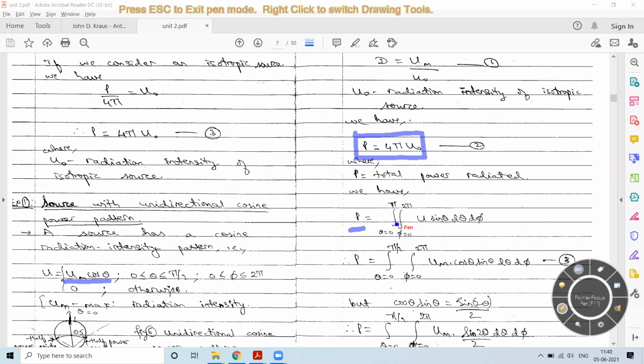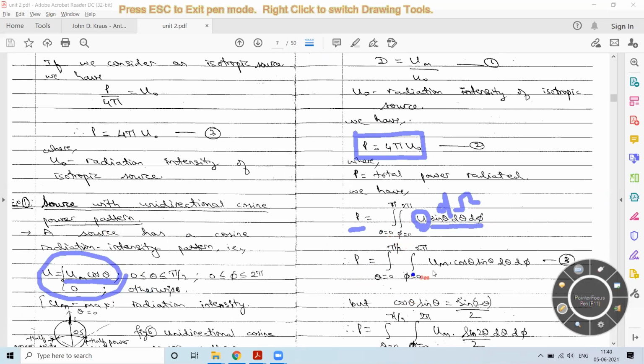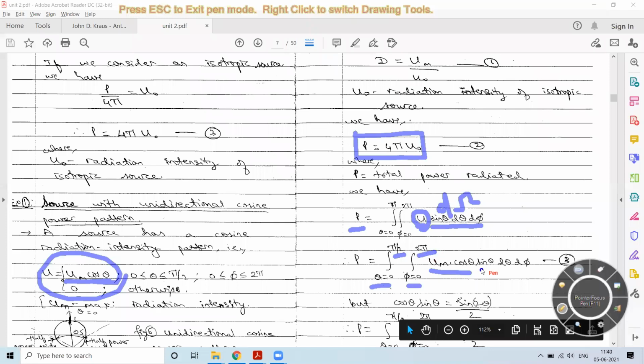In this case, I'll be having the double integration of radiation intensity with respect to d omega. d omega is sine theta d theta d phi. Now U is given by this equation. So now you substitute for theta and phi values. So U is Um cos theta, theta varies from 0 to pi by 2 and phi varies from 0 to 2 pi. And the rest part is d omega, that is sine theta d theta d phi.